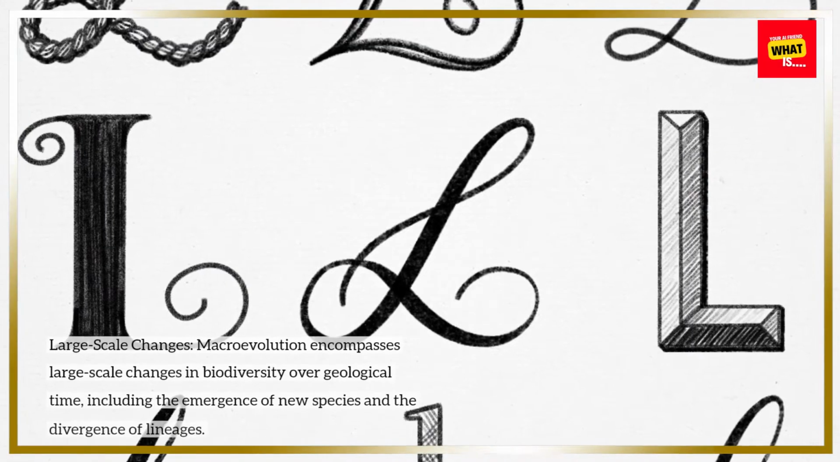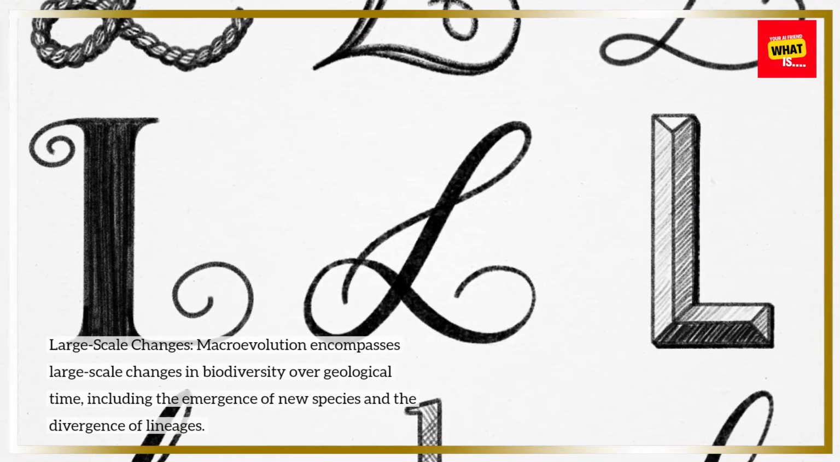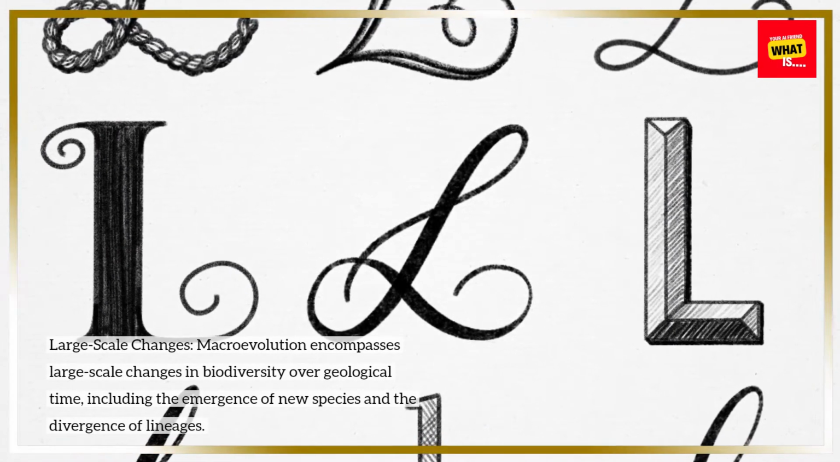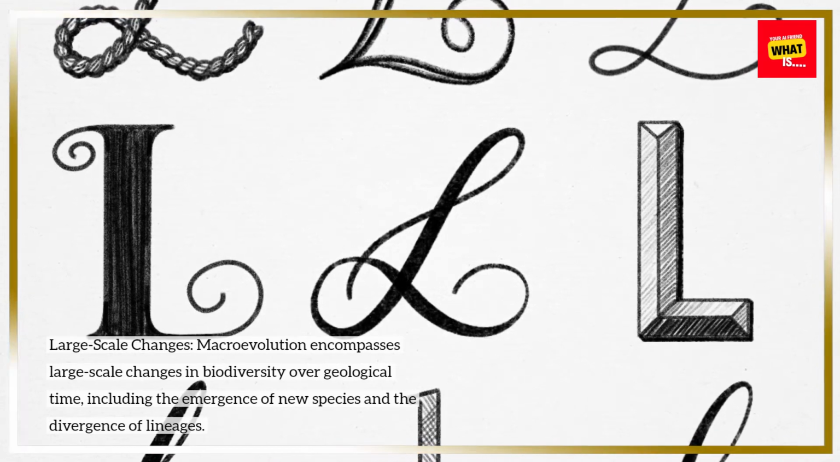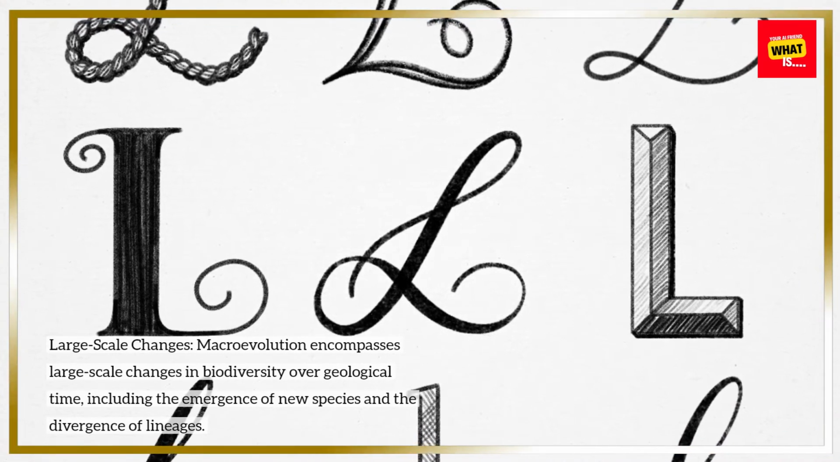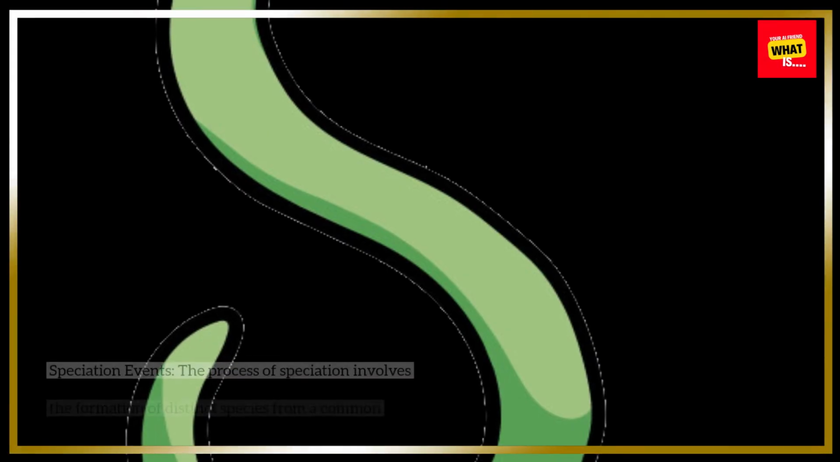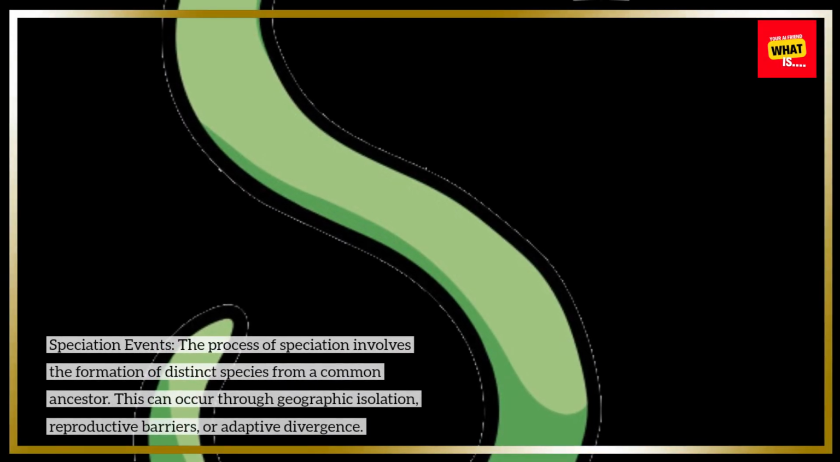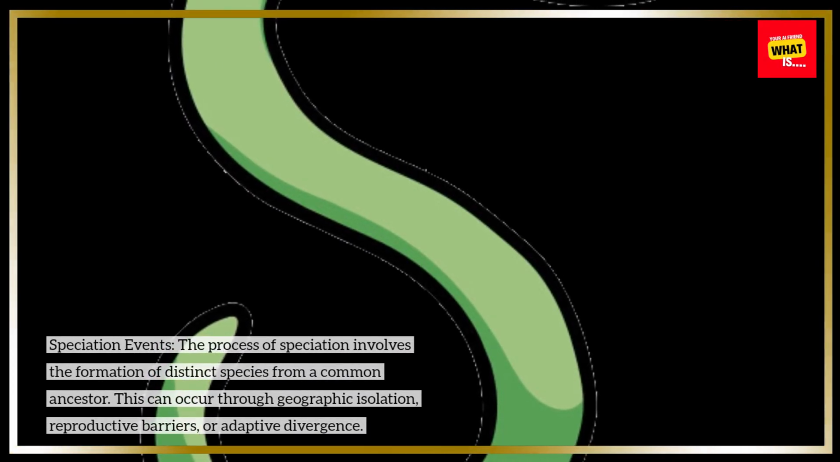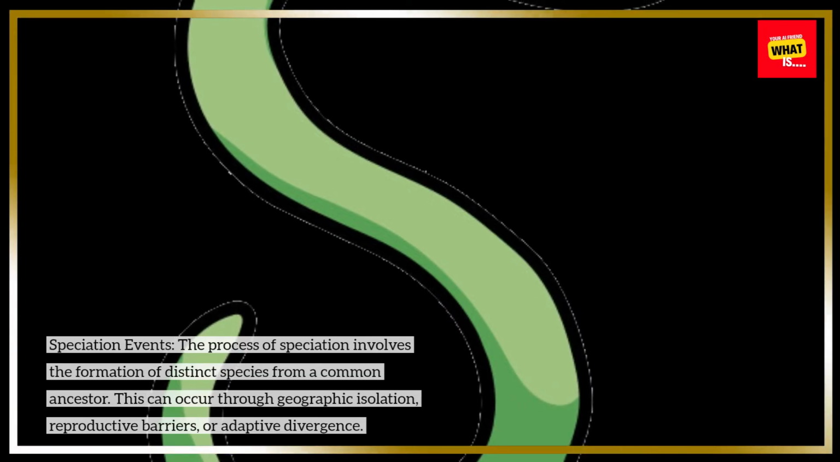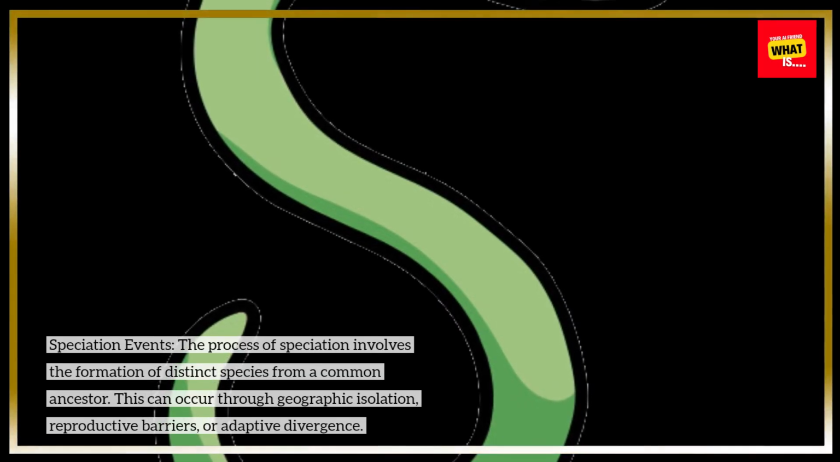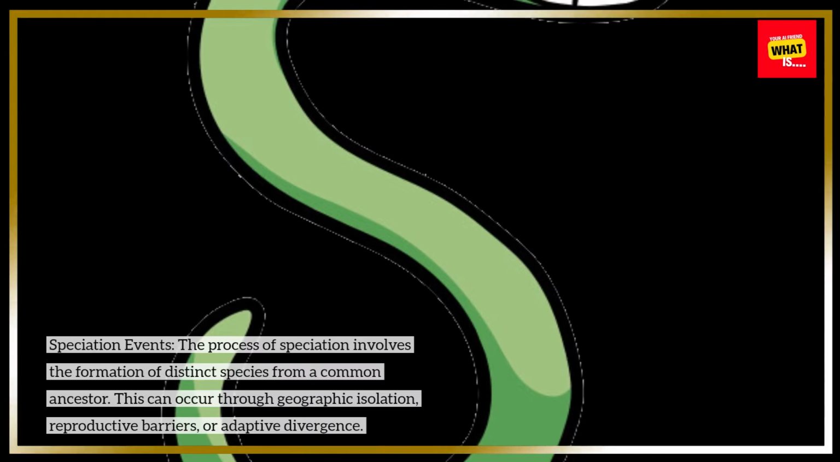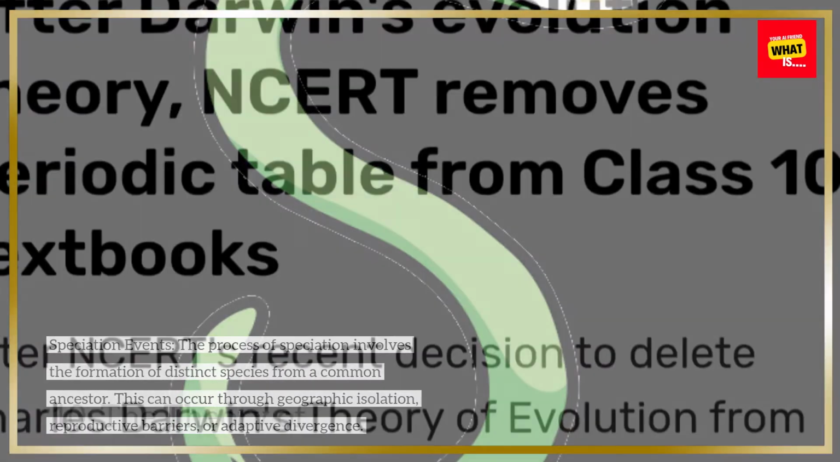9. Macroevolution and speciation. Large-scale changes. Macroevolution encompasses large-scale changes in biodiversity over geological time, including the emergence of new species and the divergence of lineages. Speciation events. The process of speciation involves the formation of distinct species from a common ancestor. This can occur through geographic isolation, reproductive barriers, or adaptive divergence.